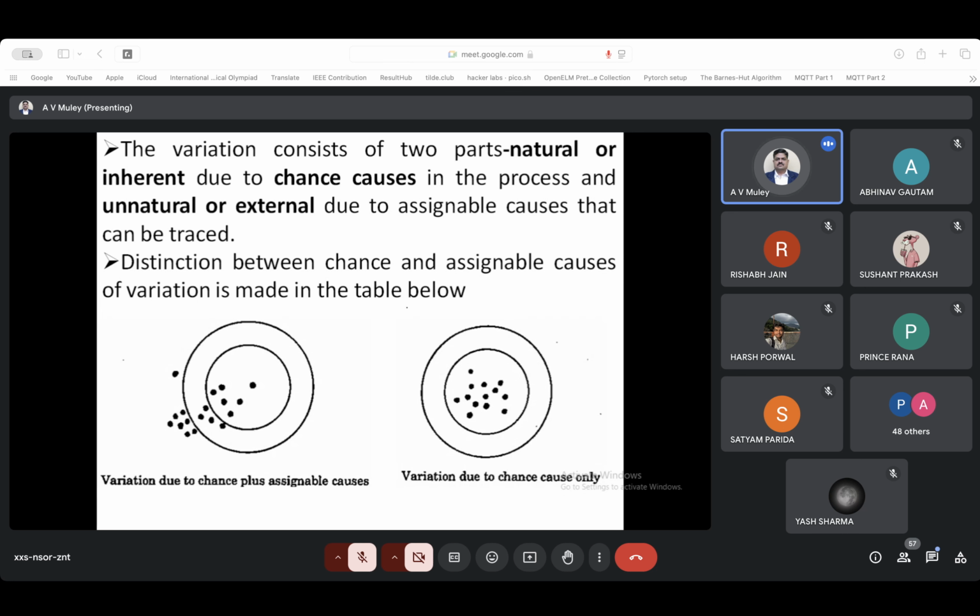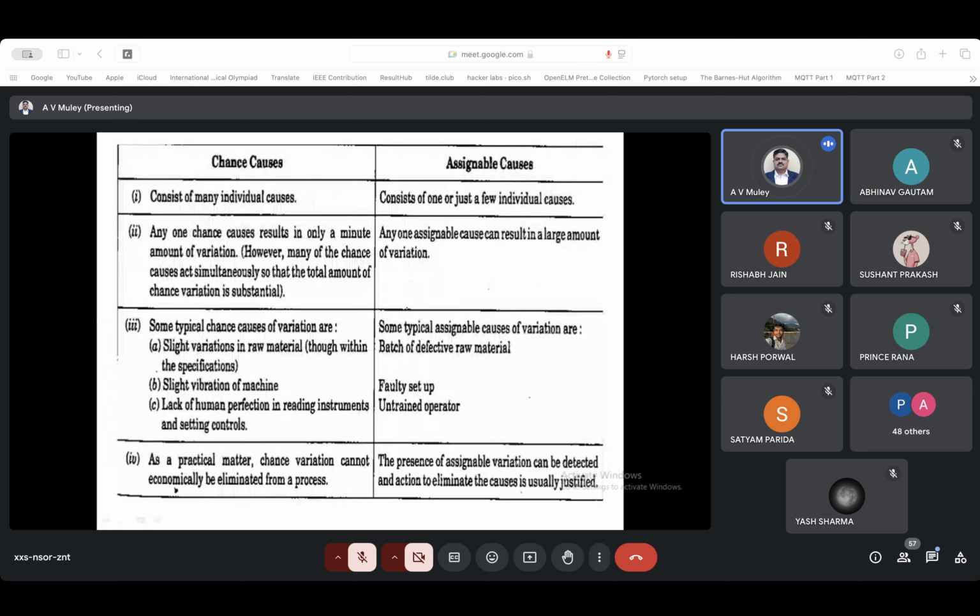So look at this is the variation. The difference is chance causes consist of many individual causes, whereas assignable causes consist of one or just a few individual causes. Any one chance cause results in only a minute amount of variation. However, many of the chance causes act simultaneously so that the total amount of chance variation is substantial.